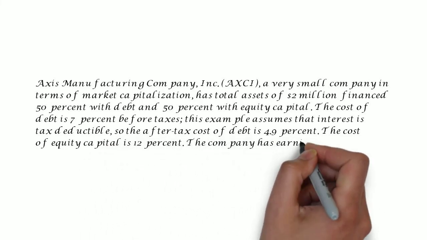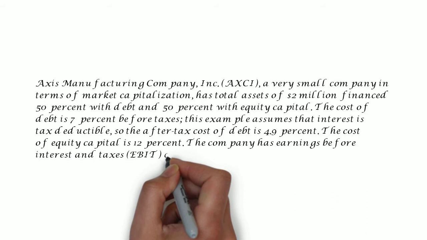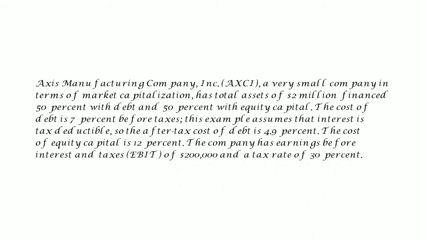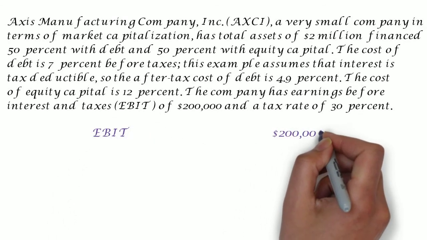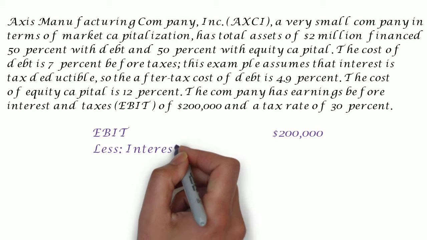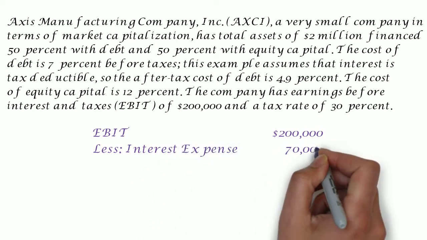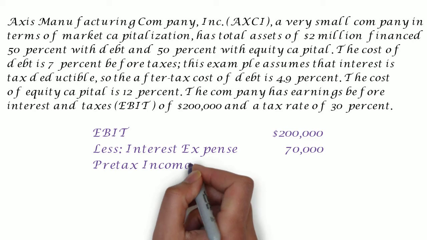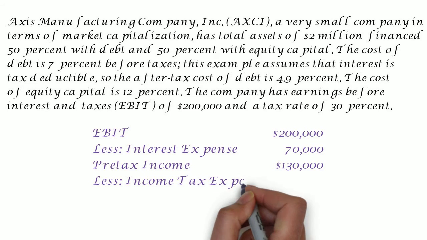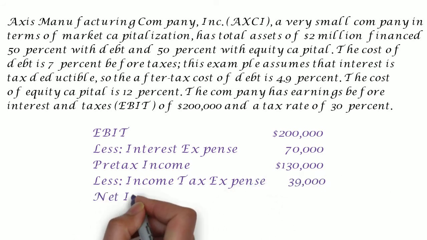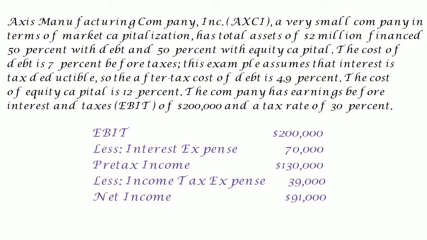The company has earnings before interest and taxes, or EBIT, of $200,000 and a tax rate of 30%. Net income for AXCI can be determined as follows. EBIT, which is given in the question, of $200,000 less interest expense of $70,000 gives us the pre-tax income of $130,000. Now subtracting the income tax expense from this pre-tax income gives us the net income of $91,000. With earnings of $91,000, AXCI is clearly profitable in an accounting sense. But was the company's profitability an adequate return for its owners?